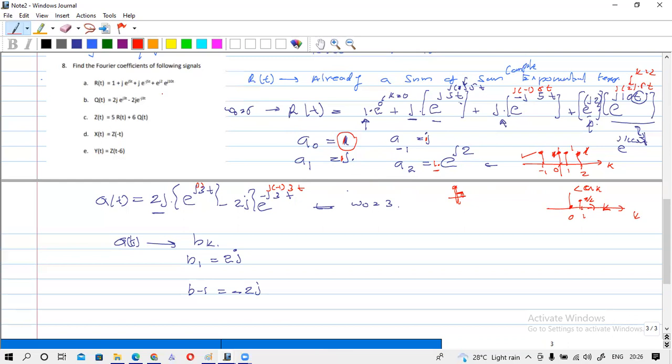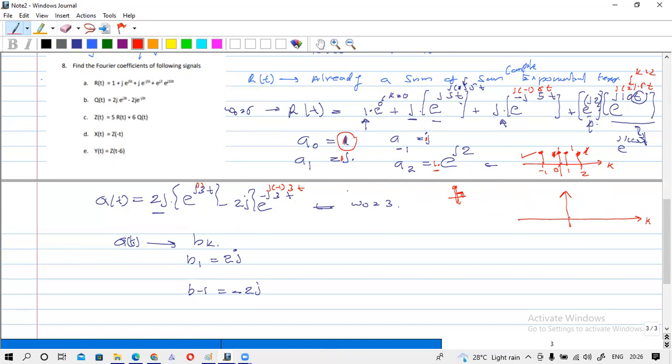And for this one, actually this is not related to the question. I just give you a quick recap, because in the exam sometimes you may be asked to draw the magnitude plot, so you have to have that idea.